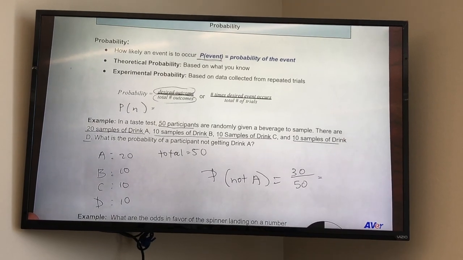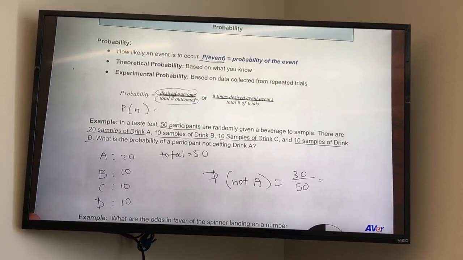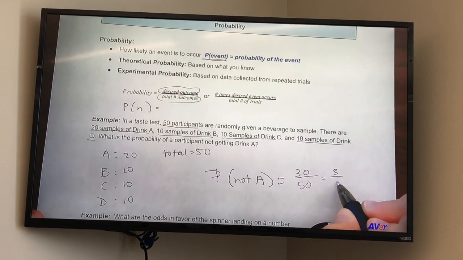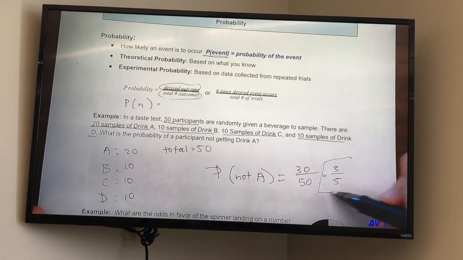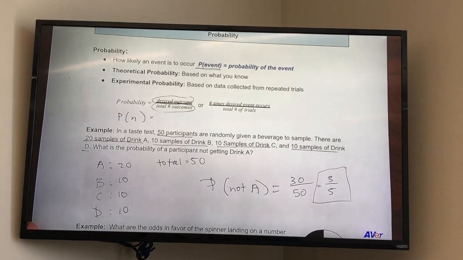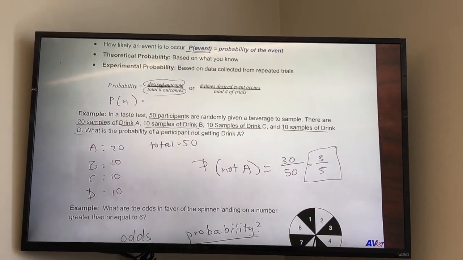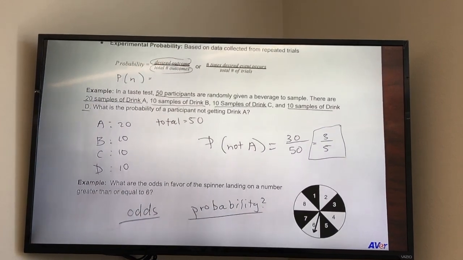And then what we're going to do for probability is just write it as a reduced fraction. These both can divide by 10, and then I just get a probability of 3 over 5. You often see probabilities as percents as well, but just leave it as a fraction for the homework. So that's how you're going to do probability.